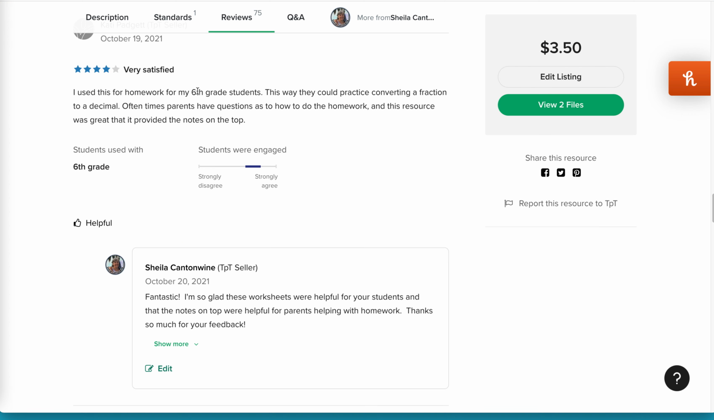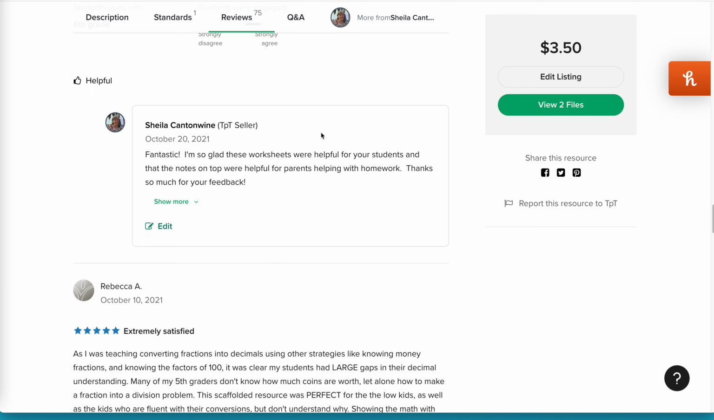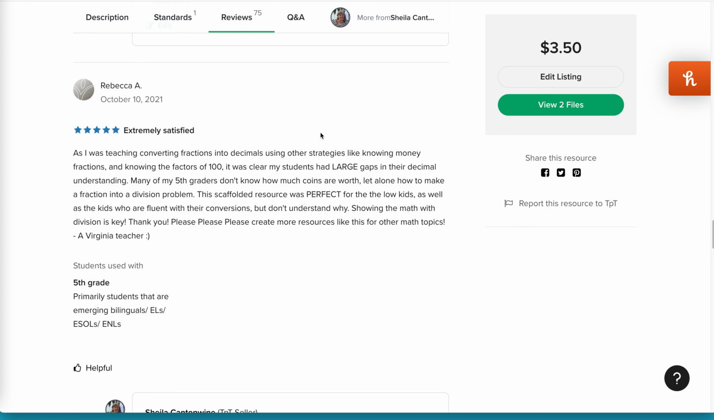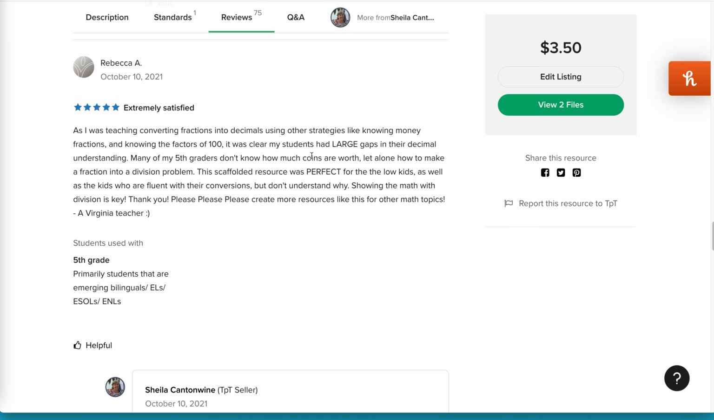I use this homework for my 6th grade students. This way they could practice converting a fraction to a decimal. Oftentimes, parents have questions as to how to do the homework, and this resource was great because it provided the notes on the top. So that's a great tool for the homework, to be able to have parents look at the top and get an idea of how to do it.